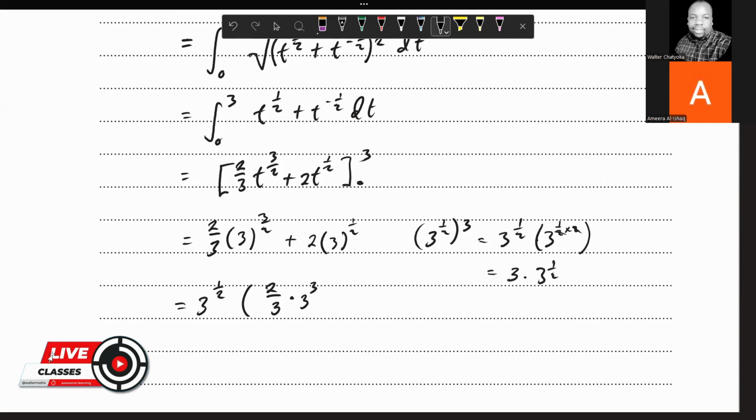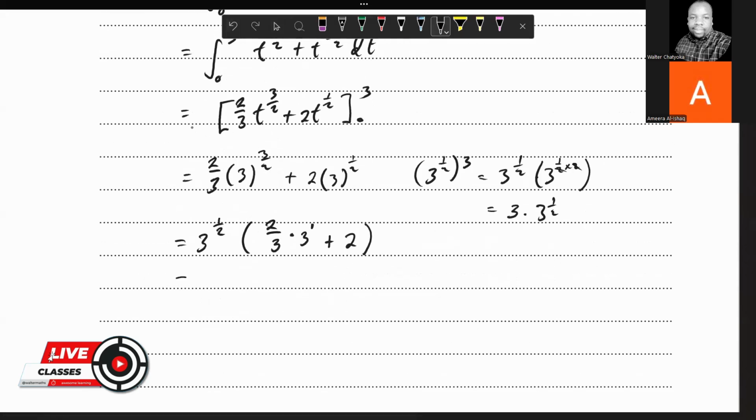So when we factor out 3 to the power of a half, we're left with 3 to the power 1 on it, and that's going to be plus, here if we factor out 3 to the power of a half, we're left with a 2. So we basically have 3 to the power of a half of, here they divide, 1, so we have 2 plus 2, that's 4. So it's 3 to the power of a half times 4, which is 4 times the square root of 3, which will be the answer here.